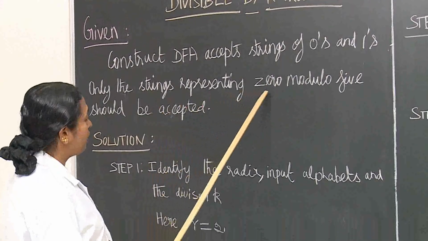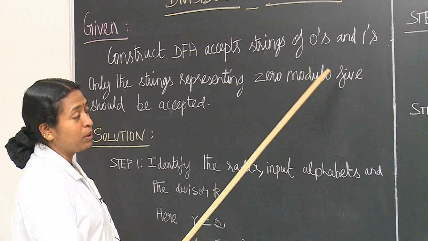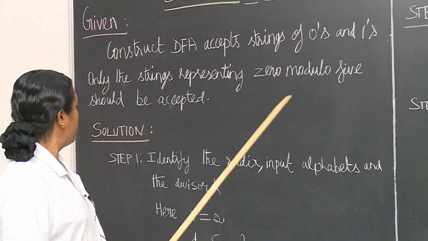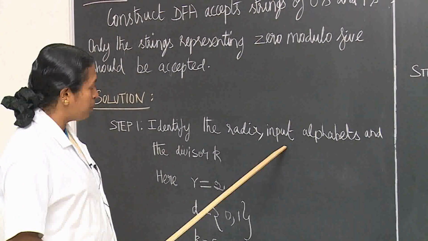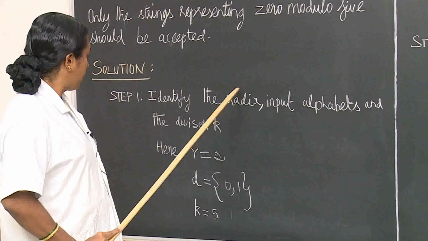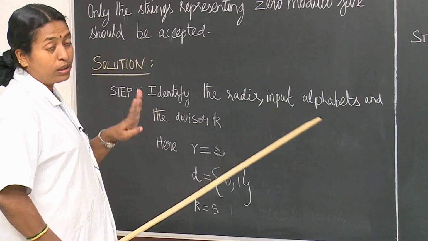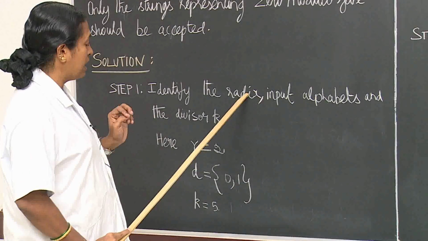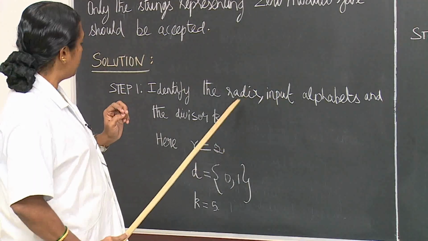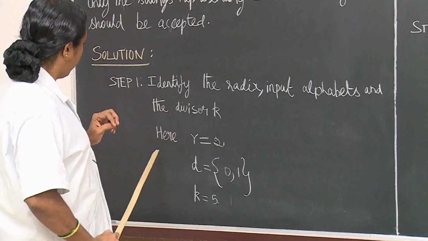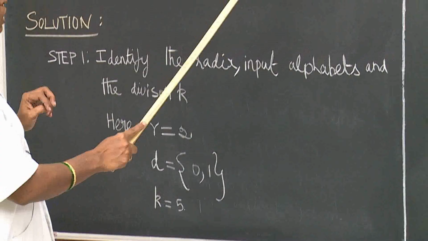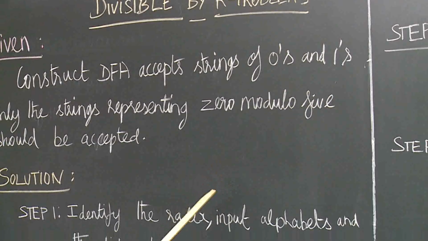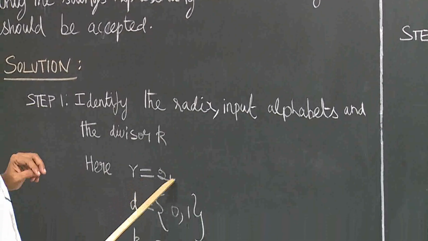Whenever they give modulo 5 or 3 like this, we have to follow these steps. Step 1, we have to find out the radix, input alphabets and the divisor. Four things we have to find out. First radix, next input alphabets and divisor k. Here r is 2, nothing but zeros and ones. So the radix of the input is 2.